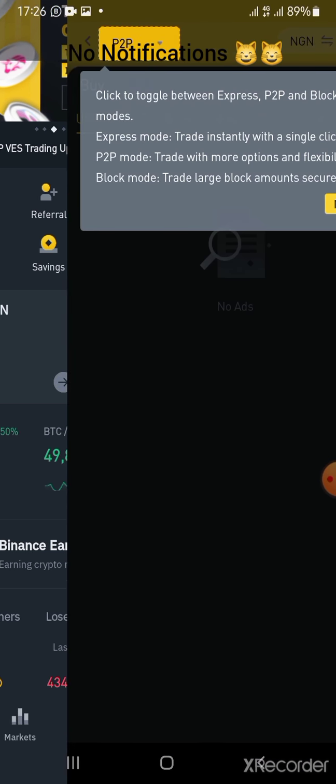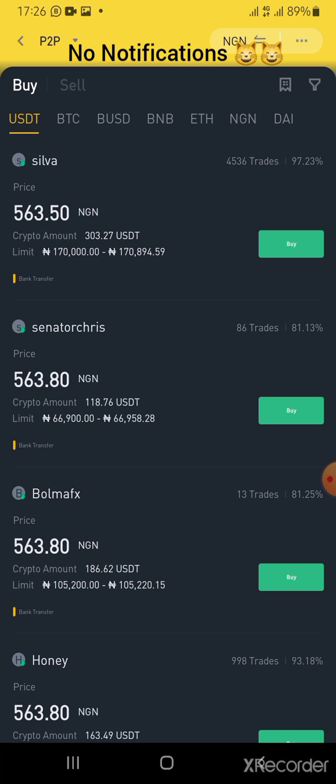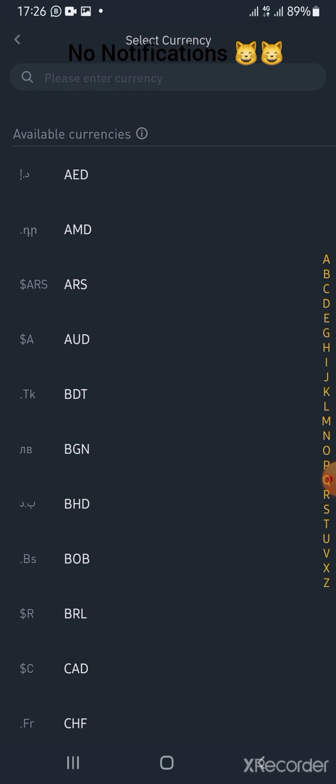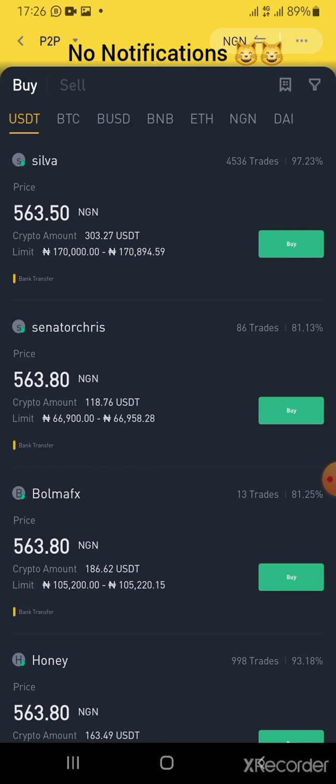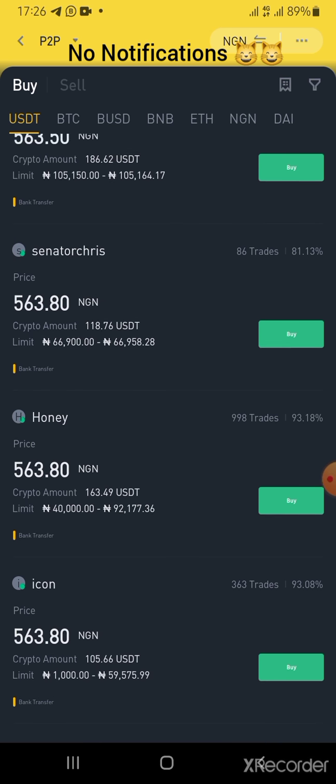But first of all, some things you should note when you are trading on P2P. First off, you have to check your currency. Which country are you from? What currency do you use? You have to select that so that it gives you the market that is specific to your location, because there are a lot of P2P markets on Binance. You want to trade in the market that is location specific, that accepts the currency that you're trying to trade, and that you can easily trade with.